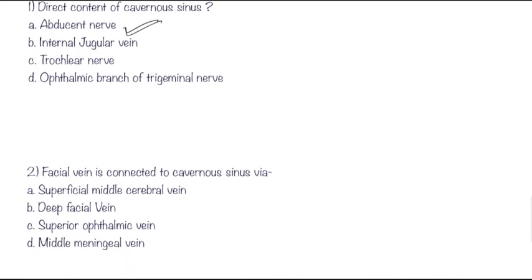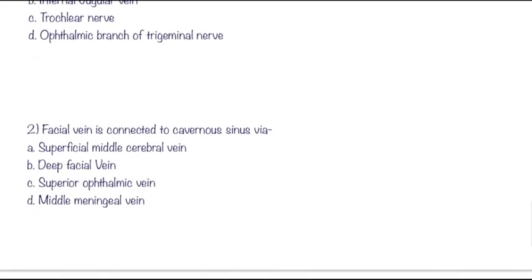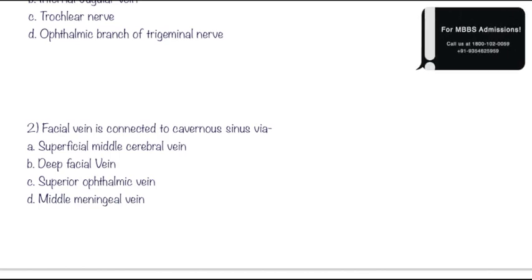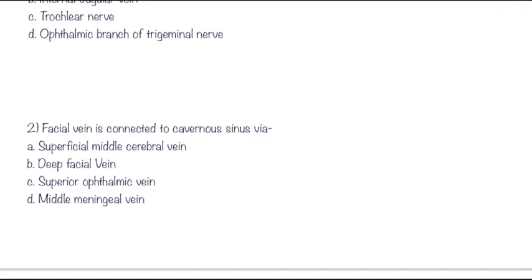Second question: facial nerve is connected to cavernous sinus via superficial middle cerebral vein, deep facial vein, superior ophthalmic vein, or middle meningeal vein. So the correct answer is superior ophthalmic vein. We just discussed this vein. It is the only vein which acts as both communicating vein as well as tributary of the cavernous sinus.